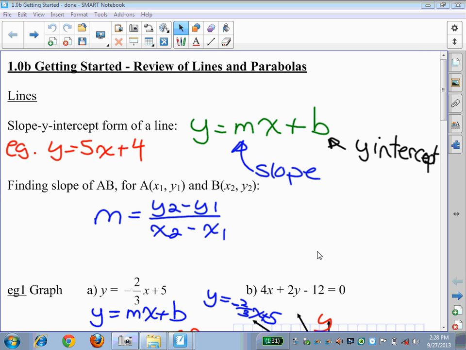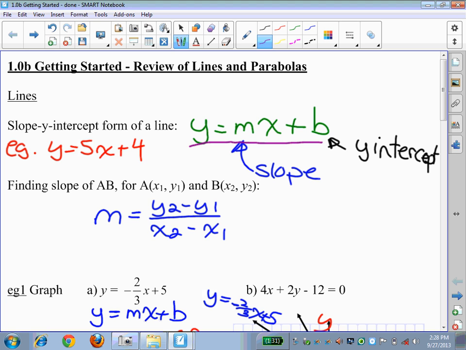First of all, remember when we have the equation of a line, it's usually in the form of y equals mx plus b, which is right here, okay? Remember that the two important things of the equation of the line are the slope, which is your m, and your y-intercept, which is your b. Quite often you're going to see the example of y equals 5x plus 4. What does that mean? That means that it has a y-intercept of 4 and a slope of 5.